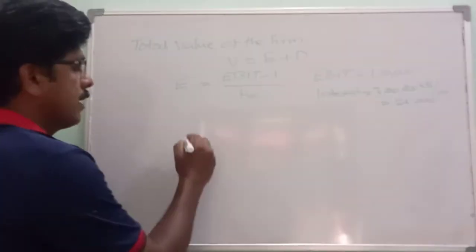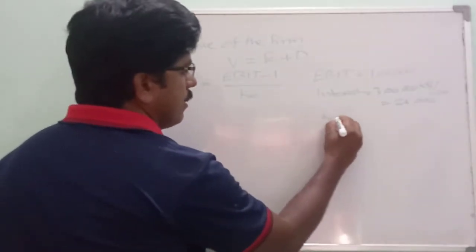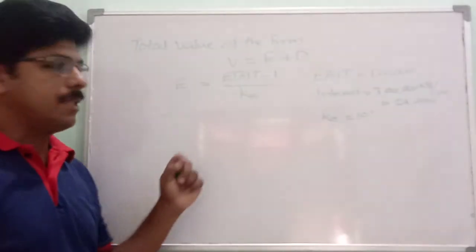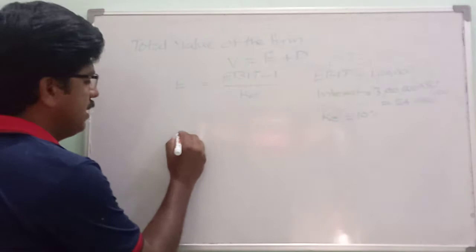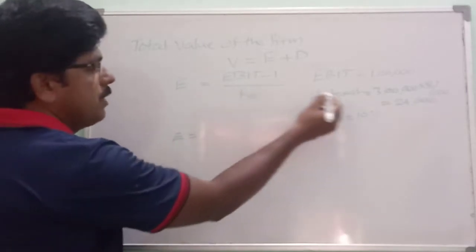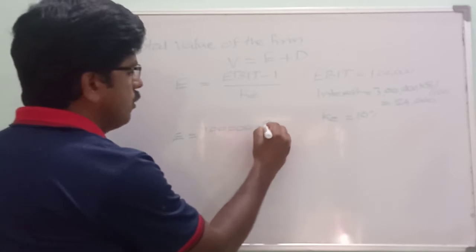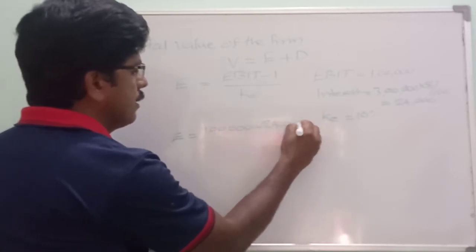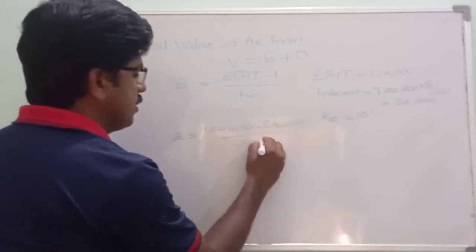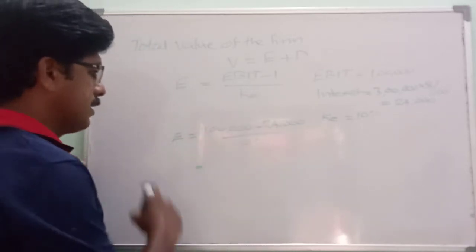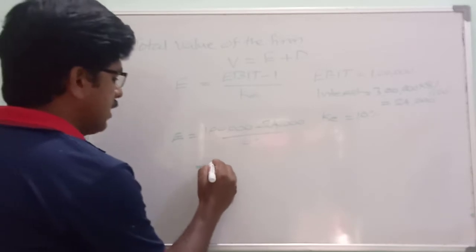What is KE? KE is also given. KE is equal to 10%. 10% ആണ് KE തന്നിരിക്കുന്നത്. Okay. Then calculate ചെയ്യാം നമുക്ക്. E is equal to EBIT minus I, 1 lakh minus 24,000 divided by 10%. That is, 1 lakh minus 24,000 is equal to 76,000.